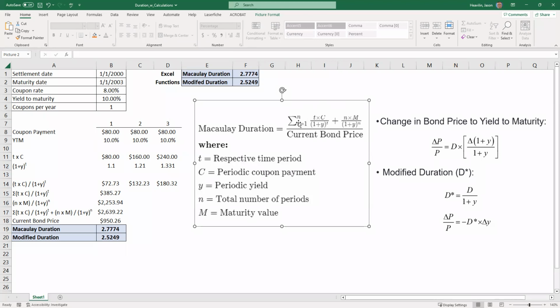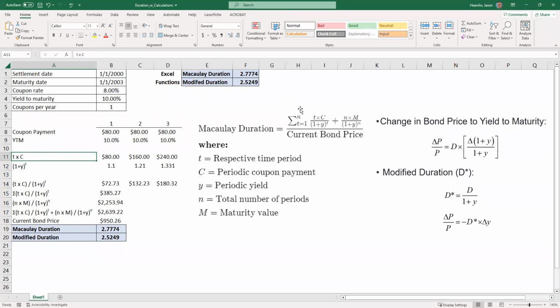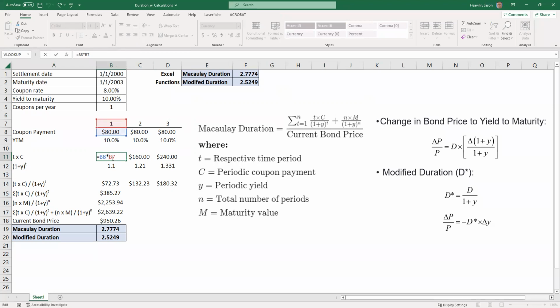So let's work through this piece first then. So you notice here, T times C, that's our top part there. So that is our coupon multiplied by the time, the period.